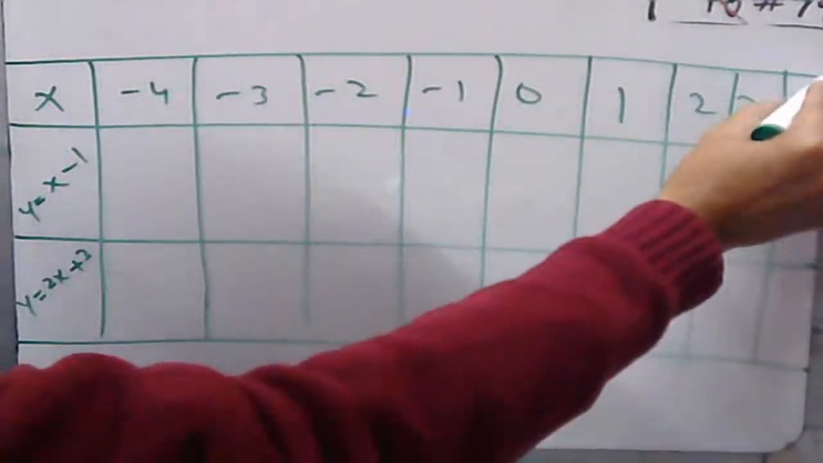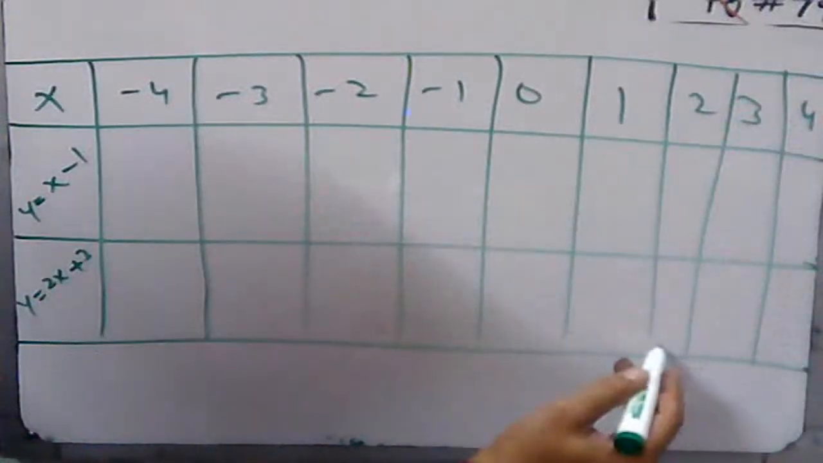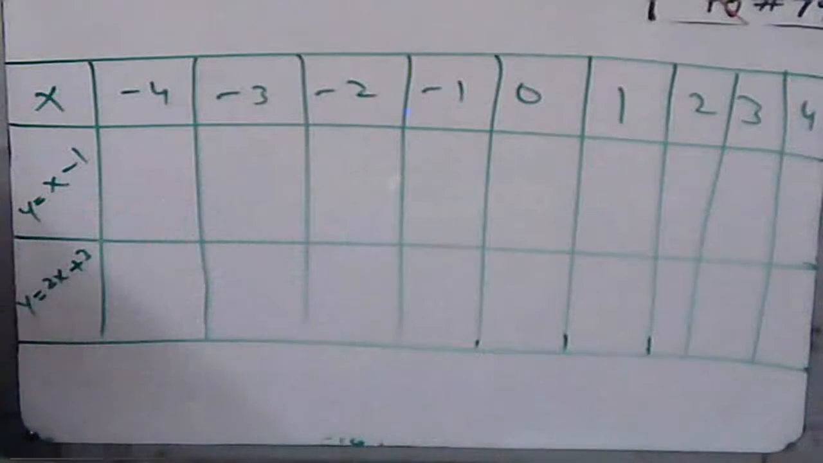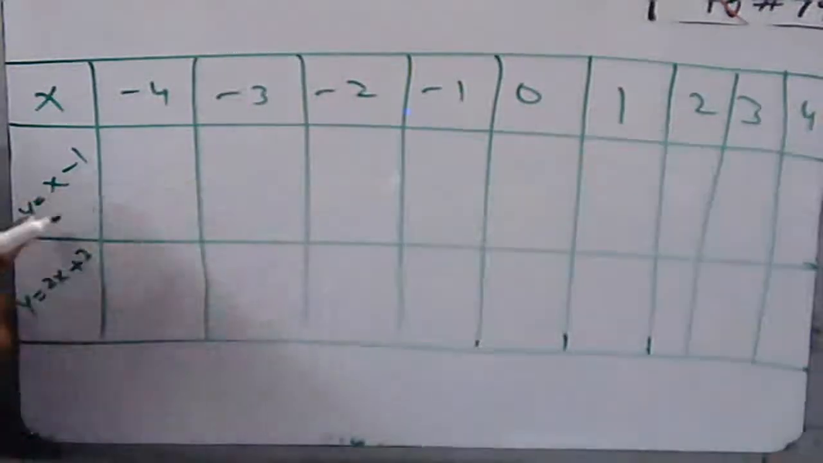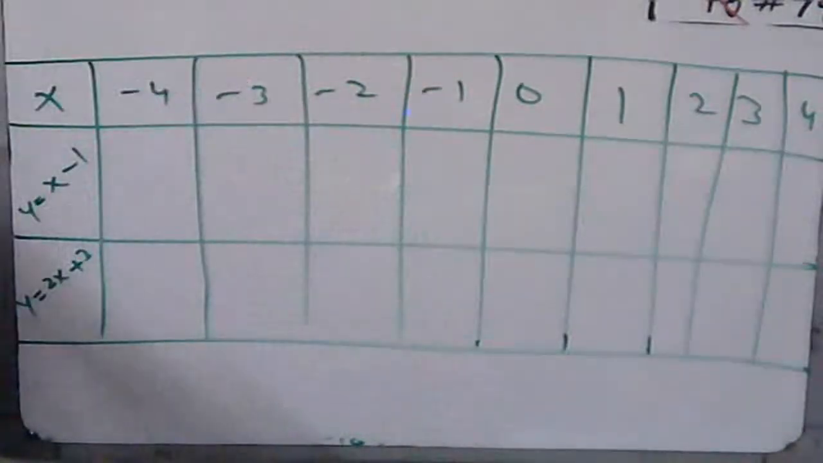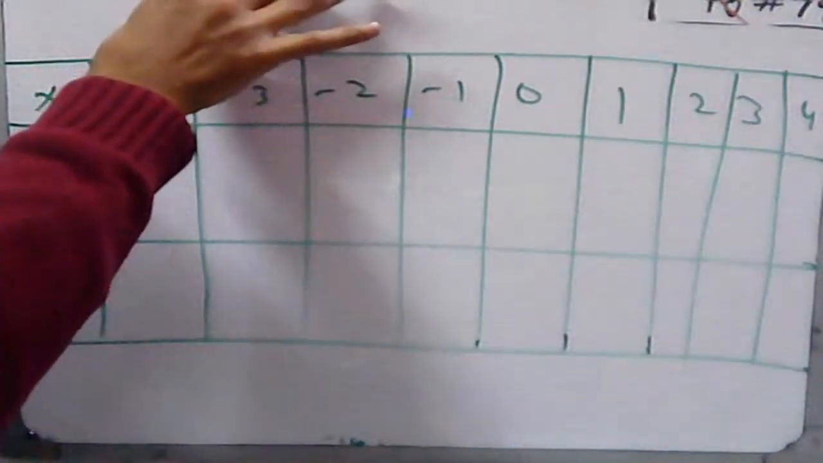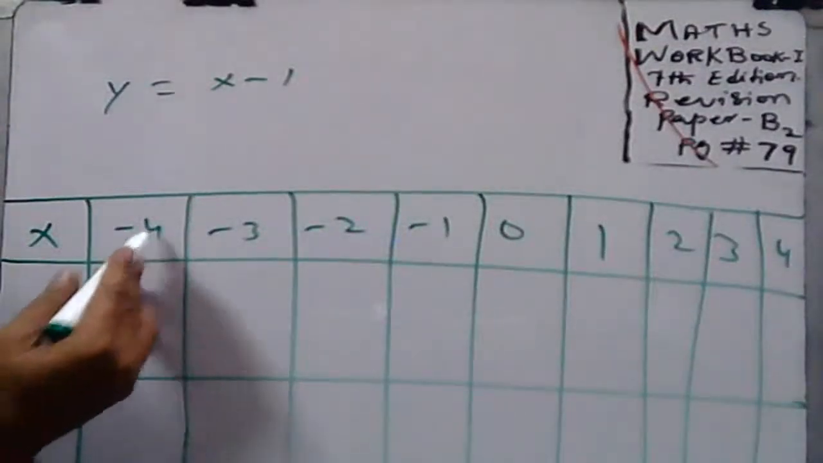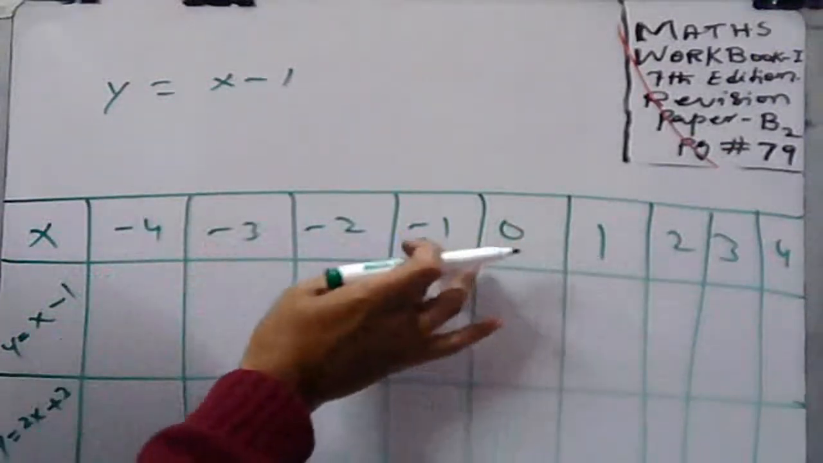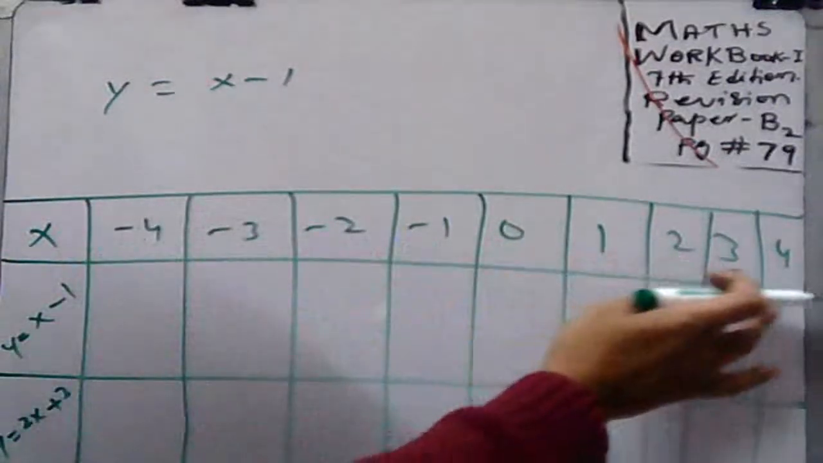So those are the few important steps you should take here. So you have this equation. For example, if y is equal to x minus 1, so x minus 1, for example, if you put the value of x as minus 4, we have taken these values by ourselves: minus 4, minus 3, minus 2, minus 1, 0, plus 1, plus 2, plus 3, plus 4. So this is your first given equation.